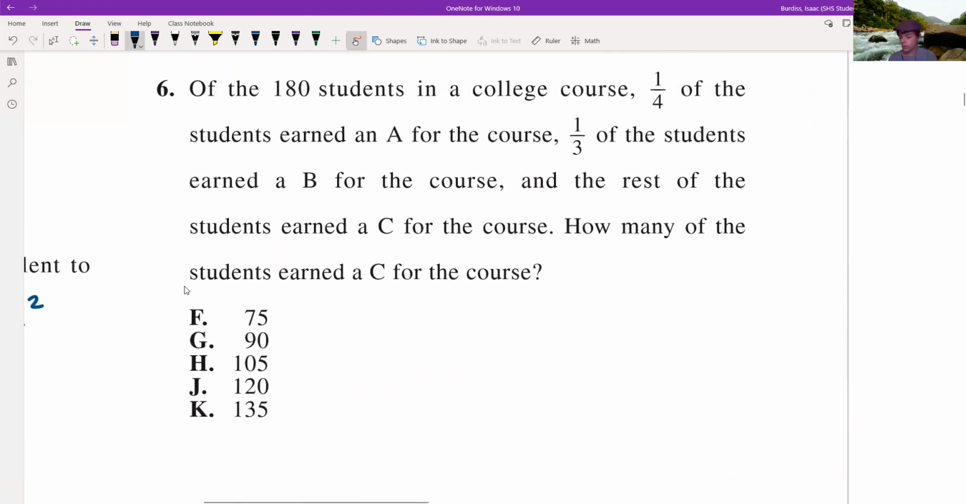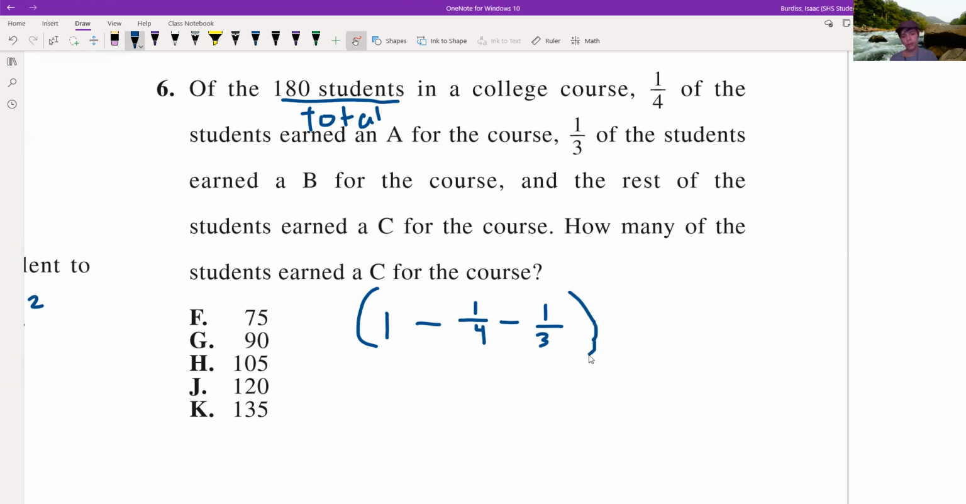All right, next. Of 180 students, so automatically we know that's the total. 1/4 had an A, 1/3 had a B, and the rest had a C. How many had a C? Well, how many students? This is a fraction of the students. The whole fraction of students is 1. Minus 1/4 is what you want, because 1/4 got an A. We're getting rid of those. 1/3 got a B. We're getting rid of those so that we are left with only the ones that got a C.